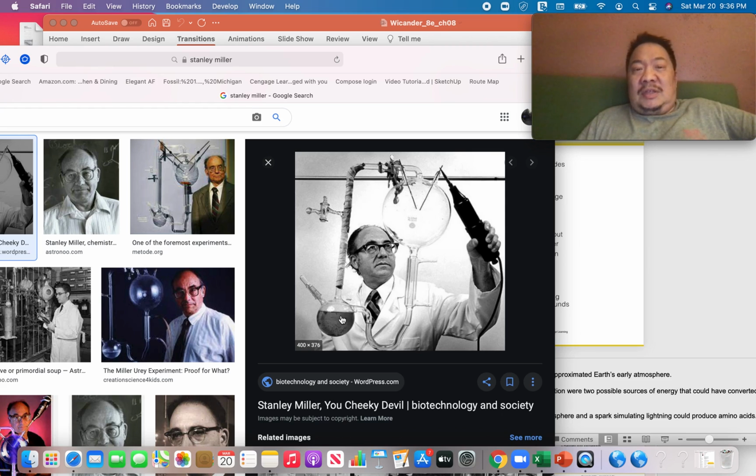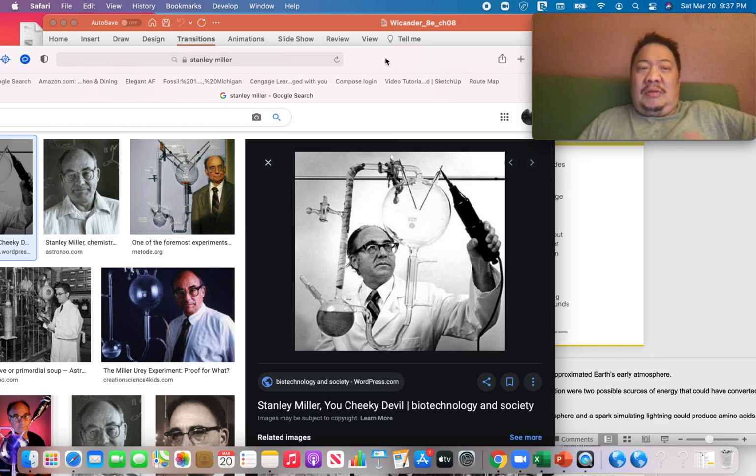And when he filtered out this seawater that was supposed to replicate Archean seawater, he was shocked and amazed to find that it consisted of amino acids. Did Stanley Miller produce life in the laboratory? No. En français, non. Auf Deutsch, nicht. He did not produce life in the laboratory, but what he did produce was amino acids. And amino acids are the building blocks of life.